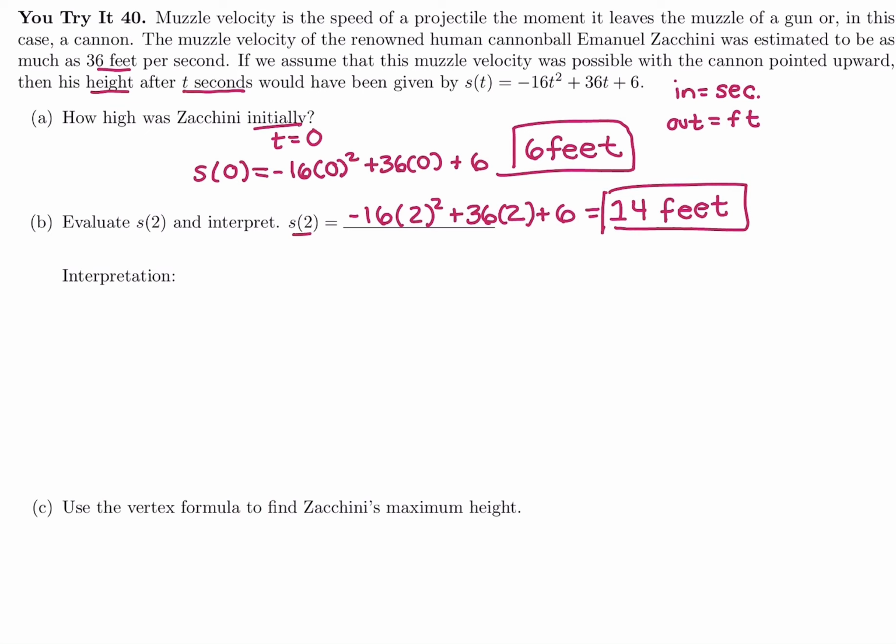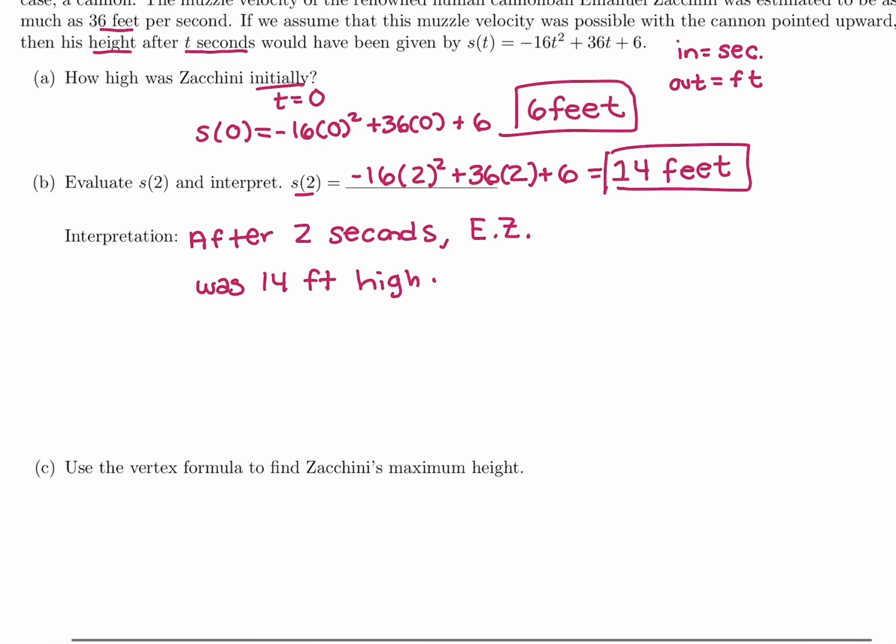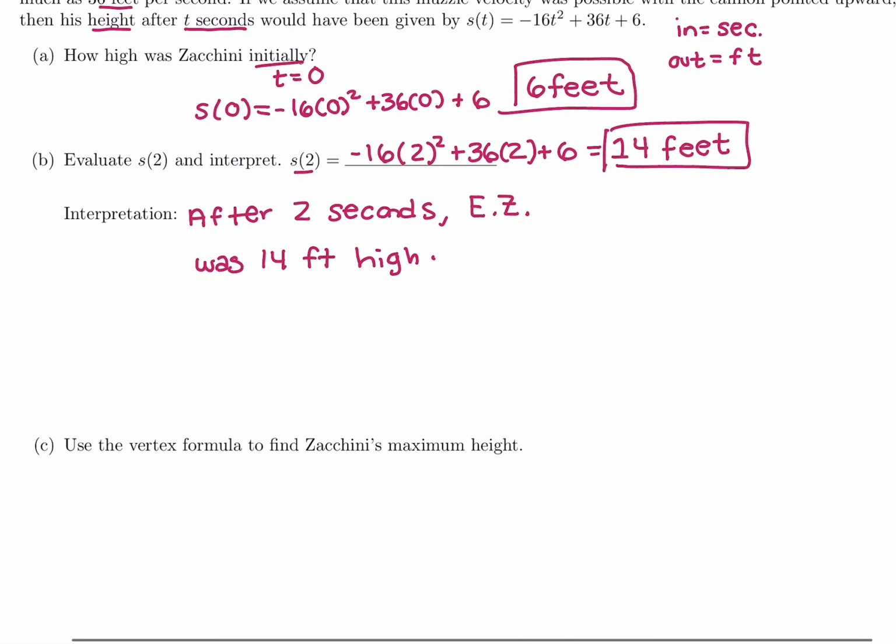So our interpretation is after 2 seconds, and he has kind of a long name, so I'm just going to do his initials, EZ, for Emmanuel Zucchini, was 14 feet high. So he started out at 6 feet, so that was the height of the cannon, but 2 seconds after he's launched, he's up to 14 feet. Let's figure out how high up he goes at most.